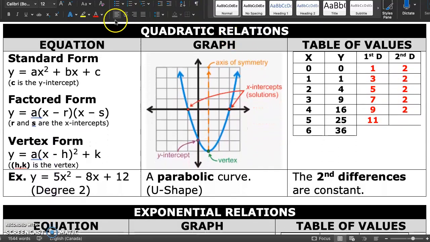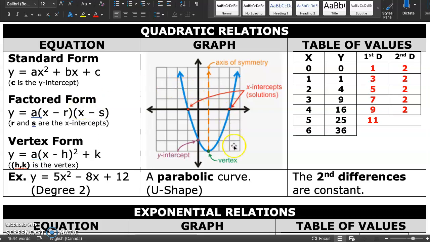Quadratic relations. So we discussed the three different forms, and what is unifying them is that they're all degree 2. Technically, the x term has a squared value for each of these. Notice that in factored form, we don't have a squared term directly, but if we were to multiply this binomial times this binomial, when we use FOIL, the first term would be x times x, which is x squared.